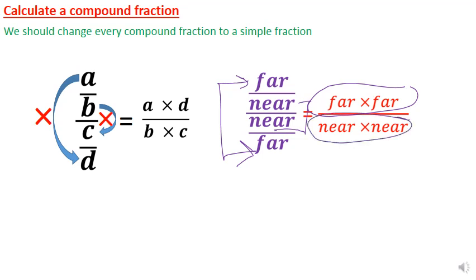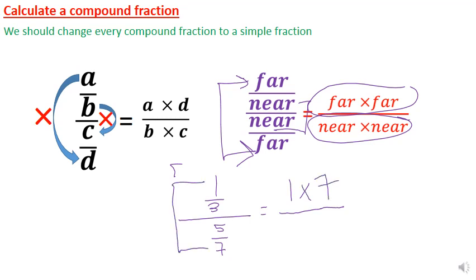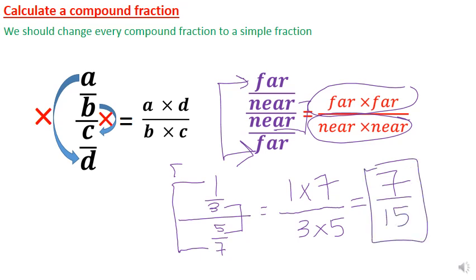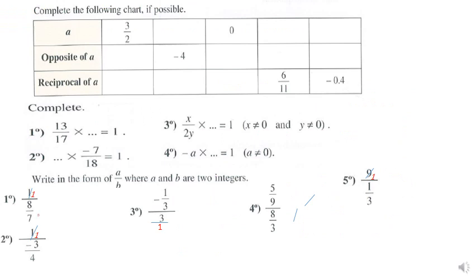Like, I'm going to give you an example. 1 over 3 over 5 over 7. We put an equal and a fraction like this. Far times far is 1 times 7. Near times near, it's 3 times 5. I check if I can simplify. If not, I multiply them directly, and this is the fraction. So one rule only for all of them: far times far over near times near. Let us solve these exercises before we continue.